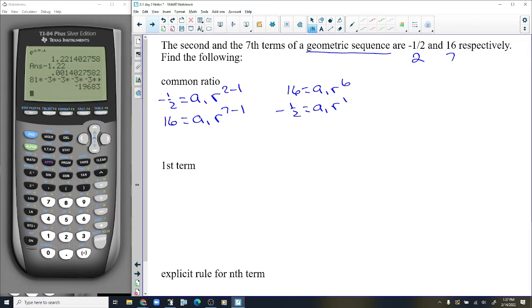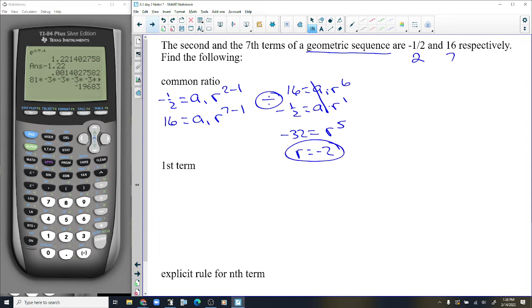Well, now, because this is multiplication, a sub 1 times r, a sub 1 times r, I think I'll divide these two. 16 divided by -1/2 is -32. And here's why I'm going to divide it, because those cancel out. And we have r to the 5th. Because when you divide, you subtract the powers. So if we take the 5th root, r is -2. So there's the common ratio.